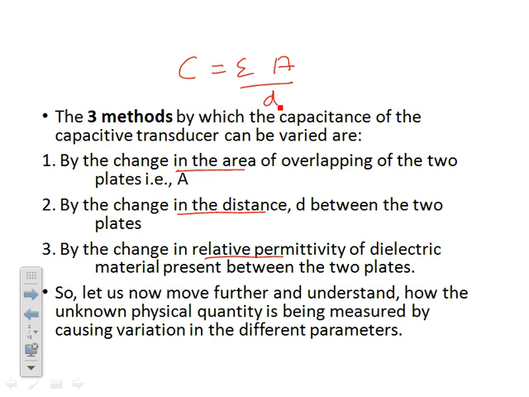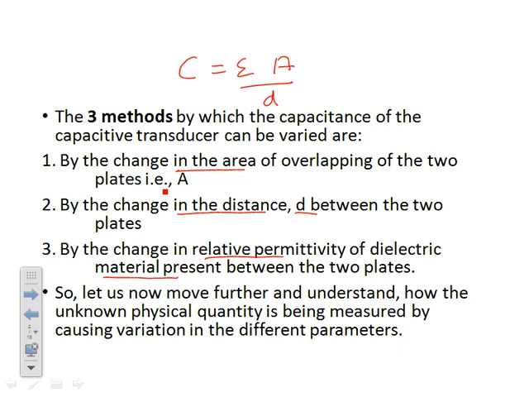where epsilon is the relative permittivity or dielectric constant of the material, D is the distance between the two plates, and A is the area of overlapping. By using this equation, we can say that the capacitance of a capacitor varies by changing any of these three variables. Based on this principle, the capacitive transducers work.